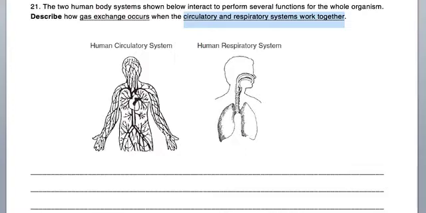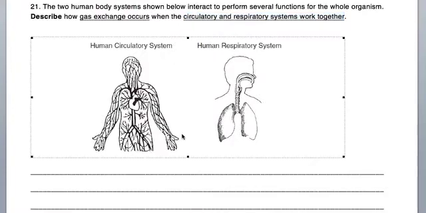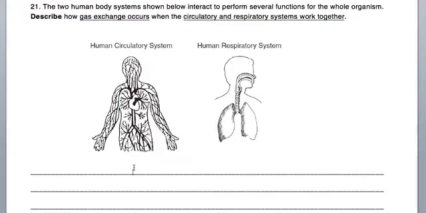The circulatory system absorbs that oxygen into the bloodstream and pumps it all throughout the body so everywhere can get oxygen. Remember what happens when you don't have oxygen in the body, right? Those parts of the body will die. So that's why it's important.